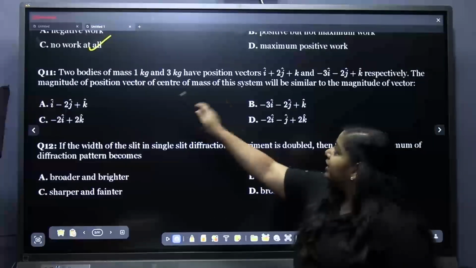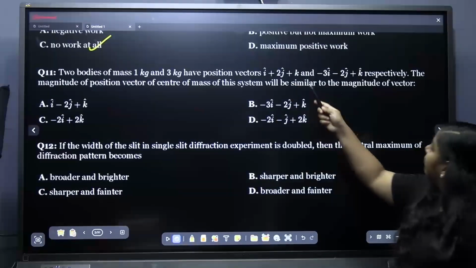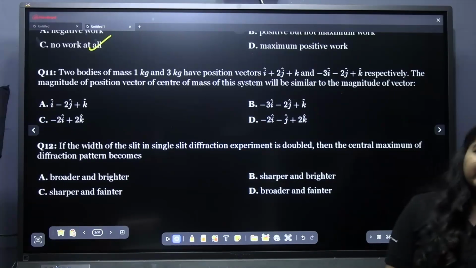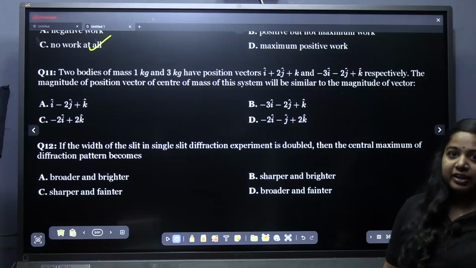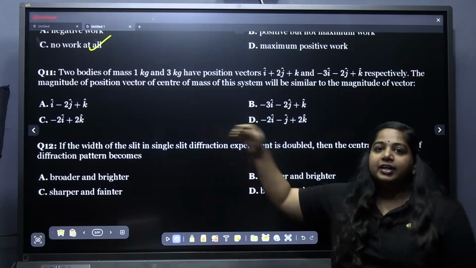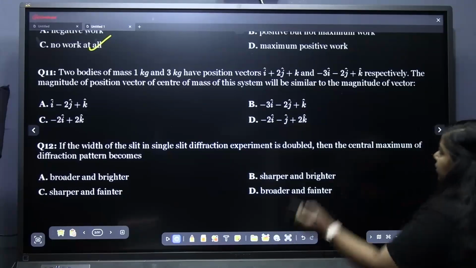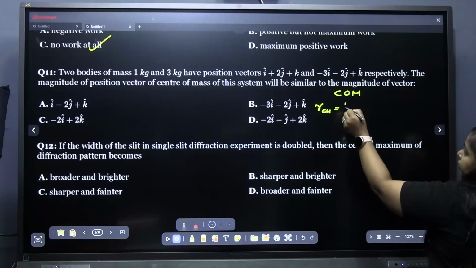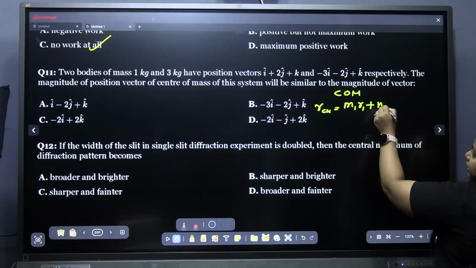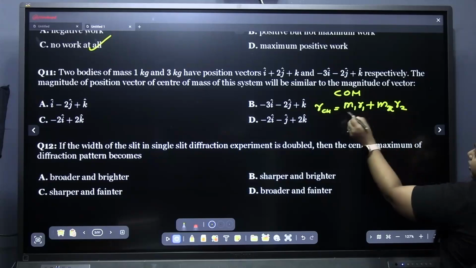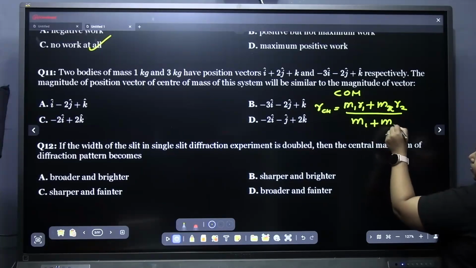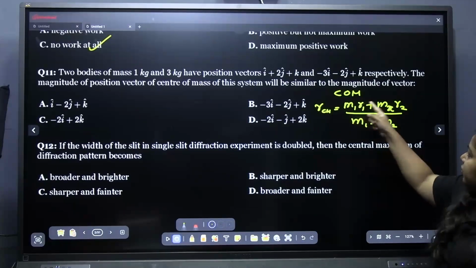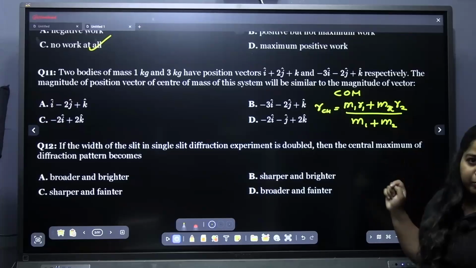Two bodies of mass 1 kg and 3 kg have position vectors as given. The magnitude of the position vector of the center of mass of the system. So we have to find the magnitude of the center of mass of the system, and which of these vectors will have the same magnitude. Now, center of mass has this equation: RCM equals m1 r1 plus m2 r2 divided by m1 plus m2. If you want to find xcm, just substitute m1 x1 plus m2 x2 divided by m1 plus m2.